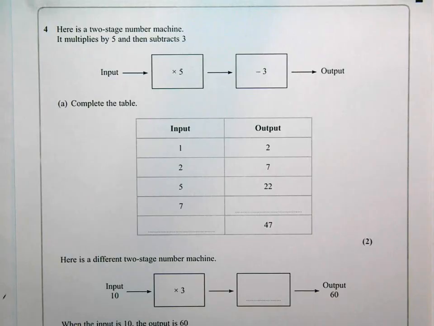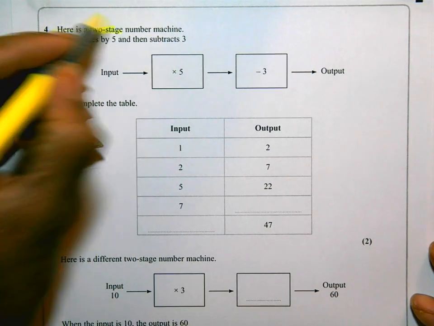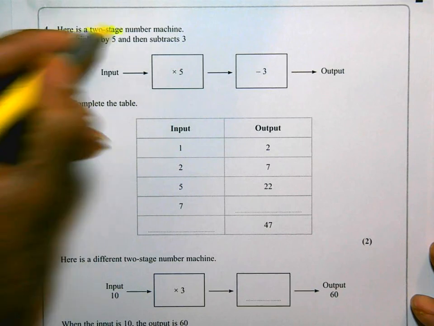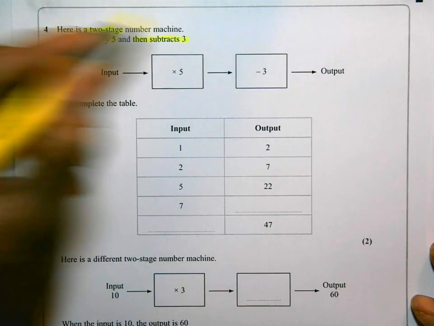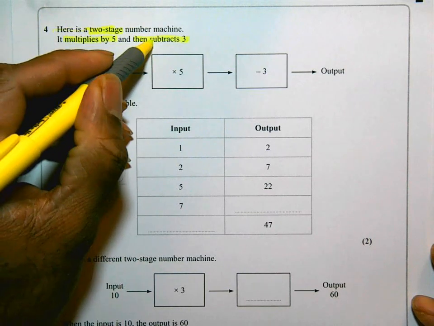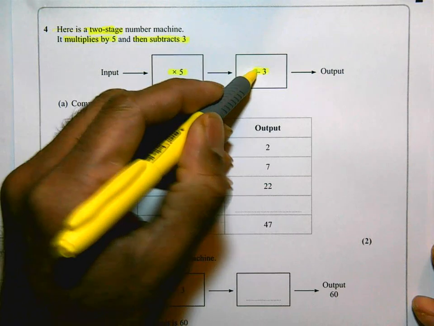This is question 4 in the foundation calculator paper. The question says, here is a two-stage number machine. So there are two stages in it. It multiplies by 5 and then subtracts 3. So it multiplies by 5 and then subtract or take away 3. And they've actually put that into the boxes for you.